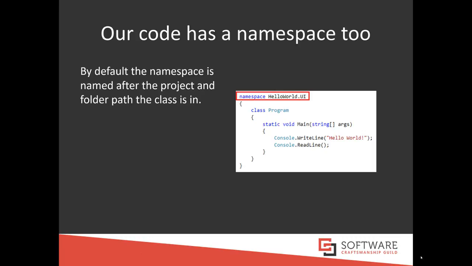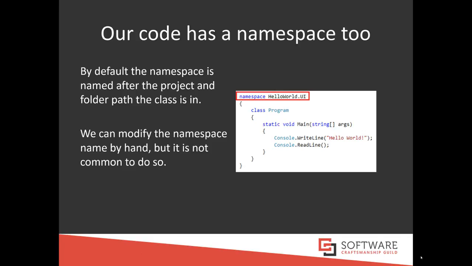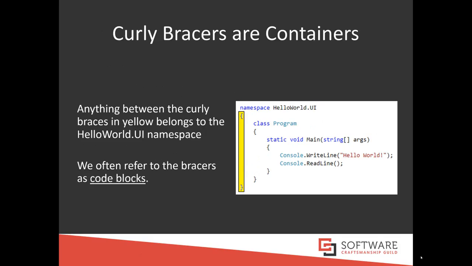Now, Program is in the root of the application, which means it's not in a subfolder. So in this case, the namespace is the same as the name of the project. Now this is just a text field. We're actually allowed to modify the namespace, so we can take out HelloWorld.UI and put in whatever we like, but this is not very common to do.